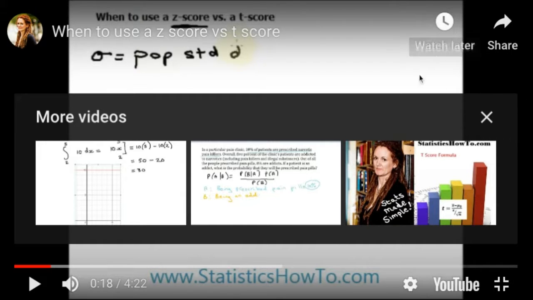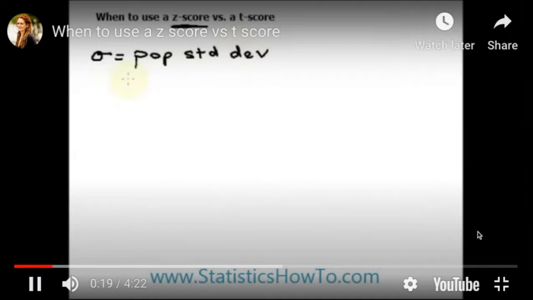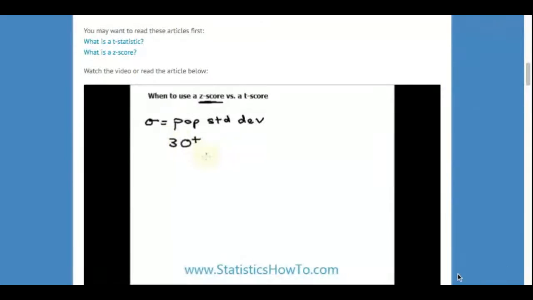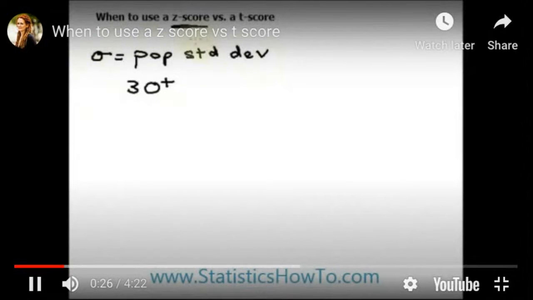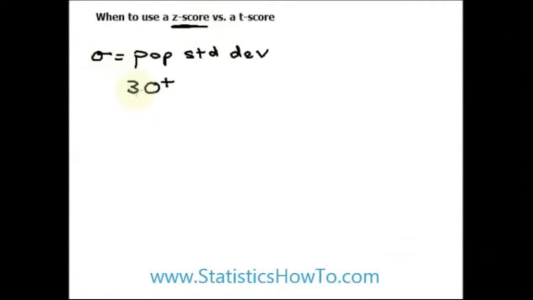Okay? All right. And your sample size must be 30 or above. Bear in mind, this is just a rule of thumb. If you want to use a z-score, then these two things apply. If your sample size is smaller than 30, you're going to use a t-score. And if you do not know sigma, you would also need to use a t-score. Let me show you an example of how each of these work.